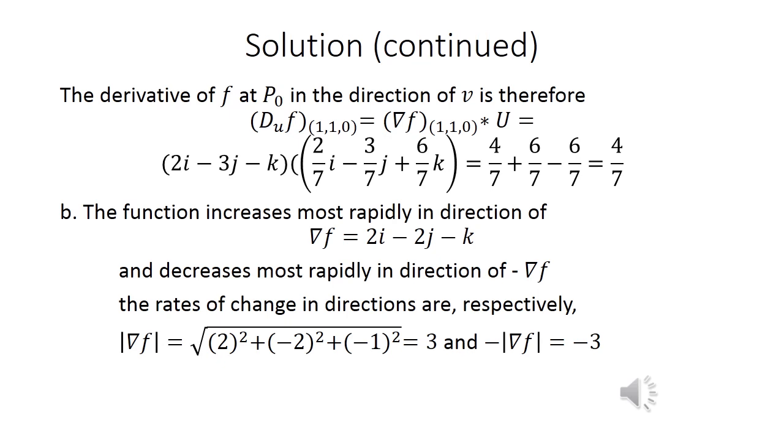Part B. The function increases most rapidly in the direction of gradient f equals 2i minus 2j minus k, and decreases most rapidly in the direction of negative gradient f. Then the rates of change in these directions are, respectively, the absolute value of gradient f, which equals the square root of 2 squared plus (-2) squared plus (-1) squared, which equals 3, and the negative of the absolute value of gradient f, which equals -3.